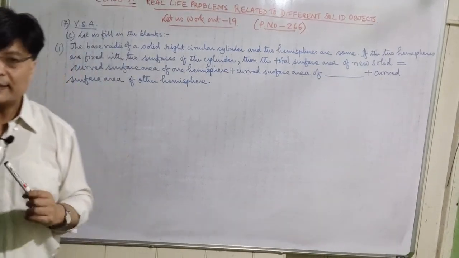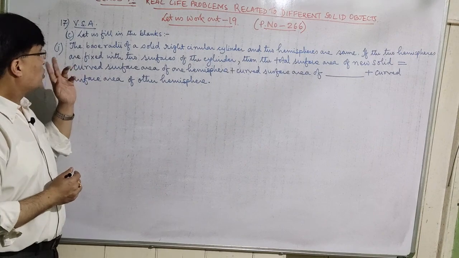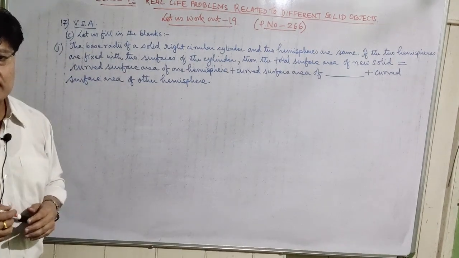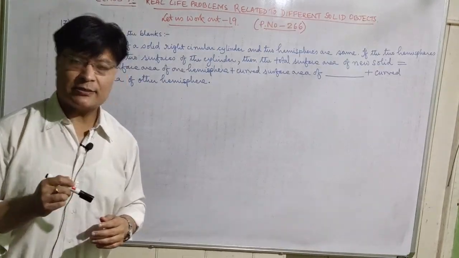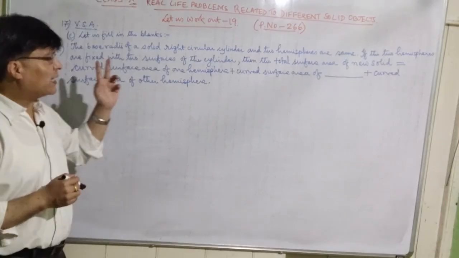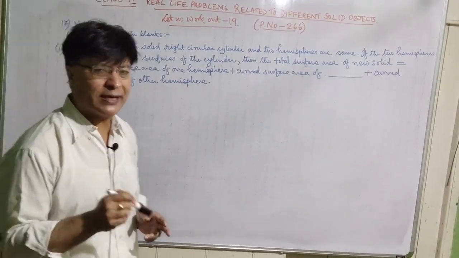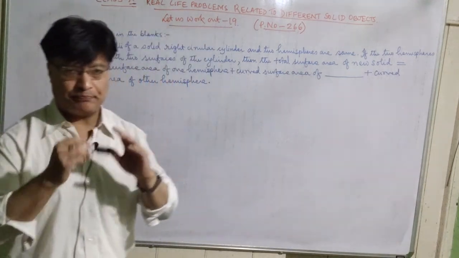So you have to understand this question again. So there is a solid cylinder, and it is also given that the base radii of the solid right circular cylinder and the two hemispheres are same.